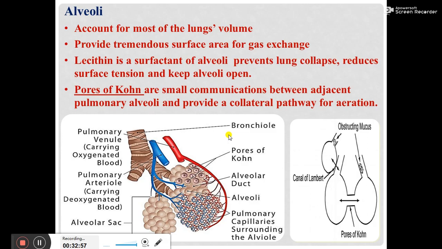So there is a figure here. These are the pores of Kohn. So this is an alveolus, and this is an alveolus, and this is a pore of Kohn. It is a pathway for aeration and communication between the two alveoli. So now you all know that the alveolus is the main part where all the gaseous exchange takes place, and the pores of Kohn help in the communication between two alveoli or for the aeration purpose.